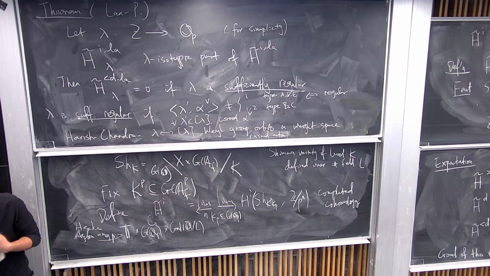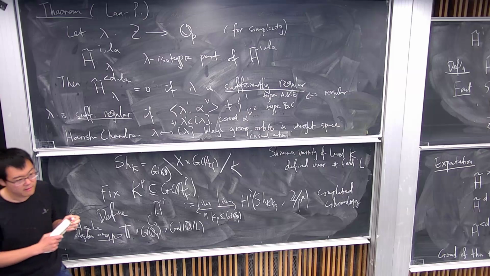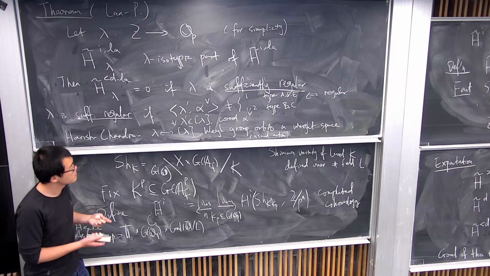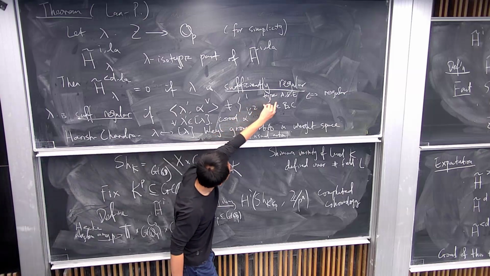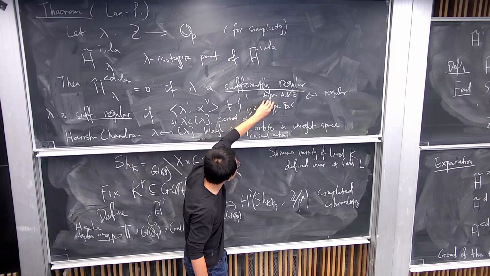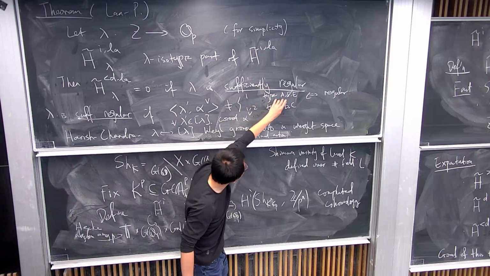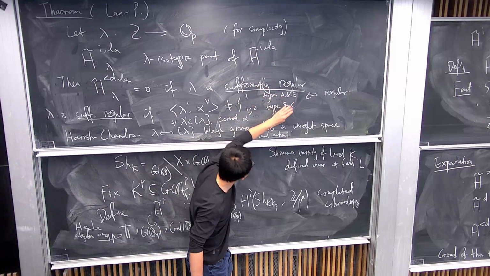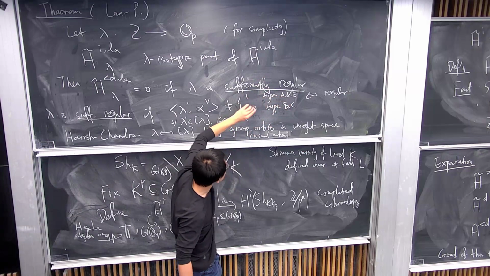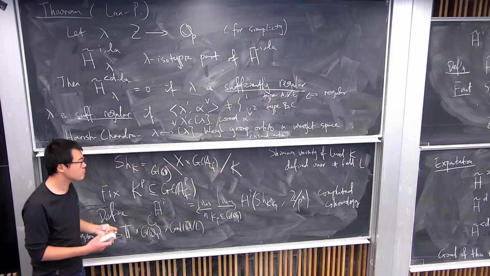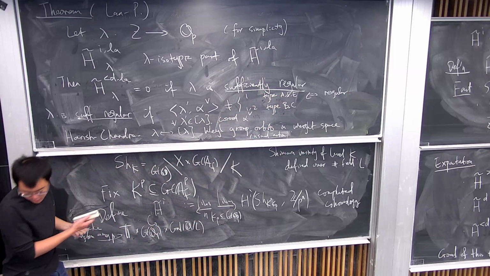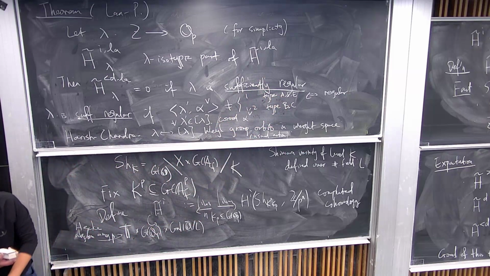Is this for arbitrary Shimura varieties? Yeah, arbitrary Shimura varieties. The precise statement is that if you take a product of each type, for each factor you need to satisfy this condition. I have one more remark.